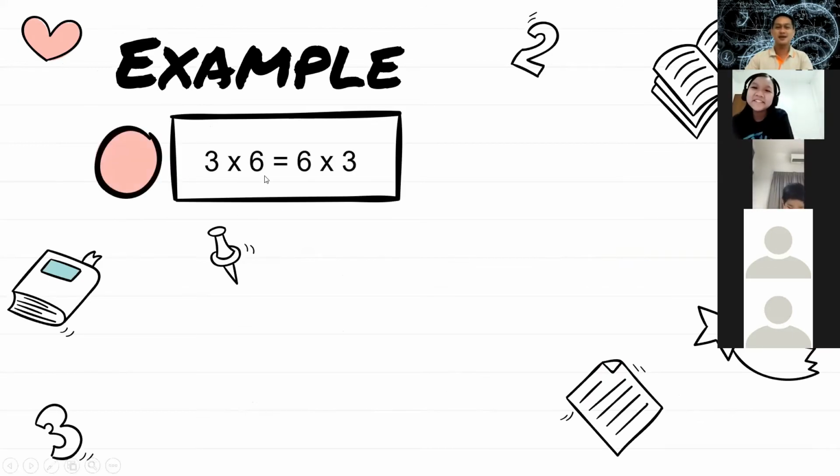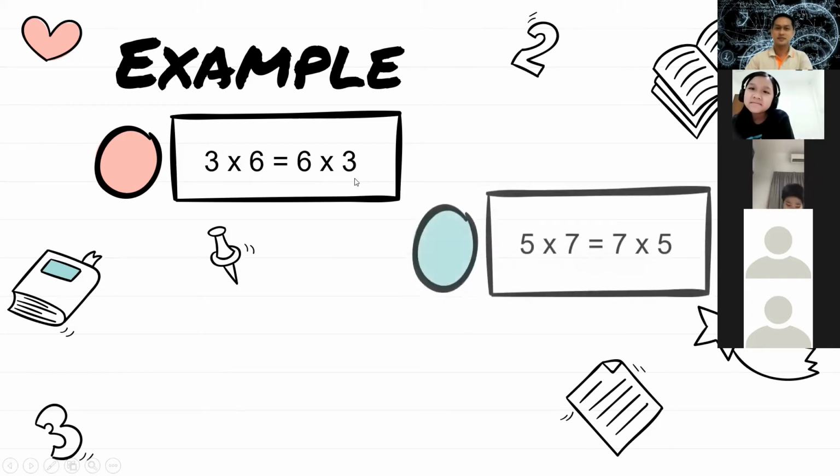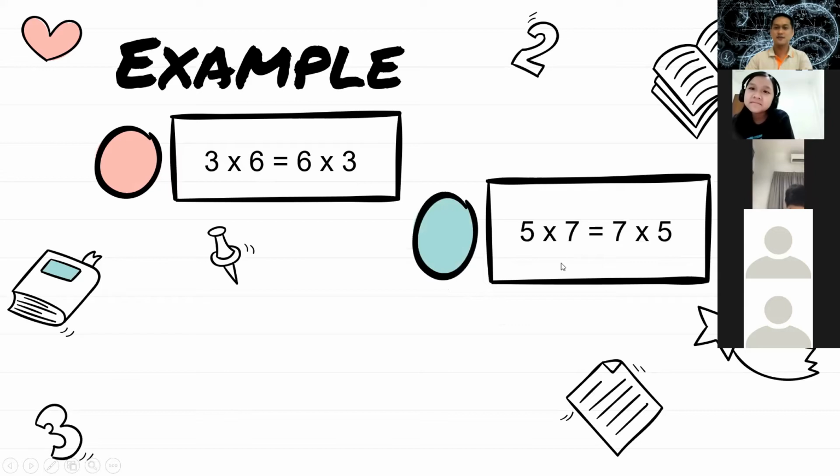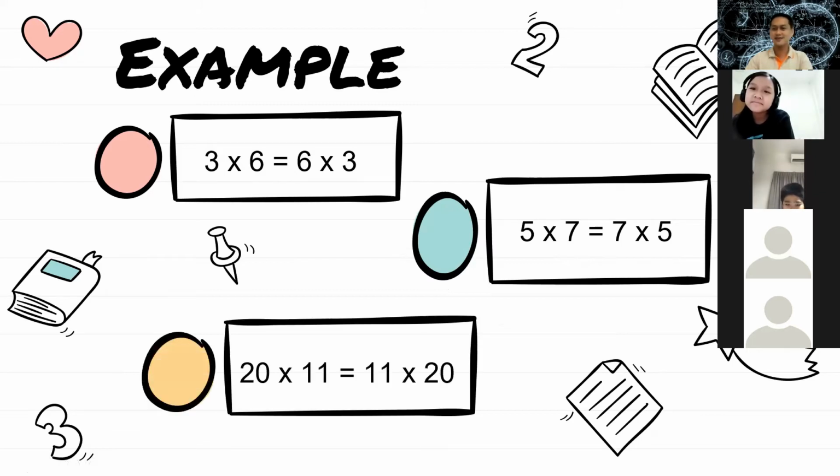So 3 times 6 equals 6 times 3. What is our answer? 18. So if we multiply 3 times 6, we get 18. If we multiply 6 times 3, we will also get 18. Next, we have 5 times 7 equals 7 times 5. What is our product? 35. Very good, Kiki.